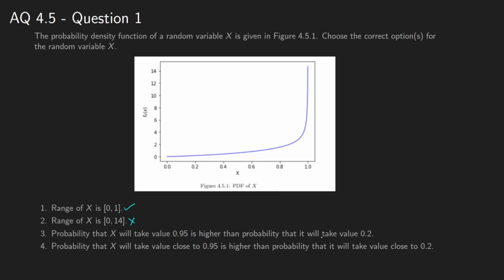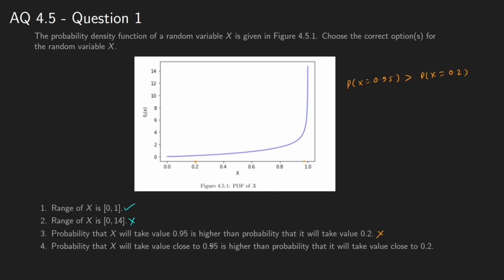The third option is saying that the probability that x will take value 0.95 is higher than the probability that it will take value 0.2. So if you look at the PDF function, here it's 0.2 and here it's 0.95. So it might look like it is saying correctly, but actually this is incorrect.